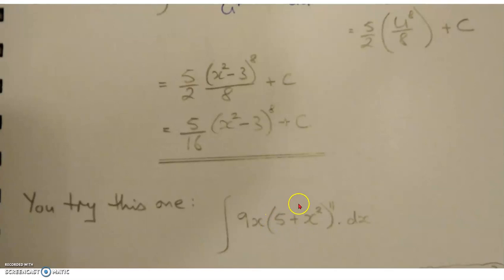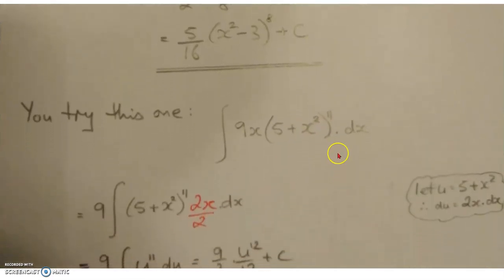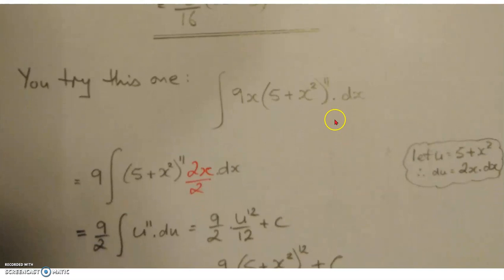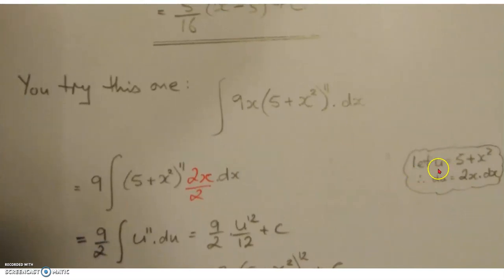So you're going to let 5 plus x squared equal u, and when you differentiate that, you're going to get the following. Okay, let's see how it looks. When I differentiate this 5 plus x squared, again the 5 will disappear, and you're going to get 2x. So du will be 2x dx.